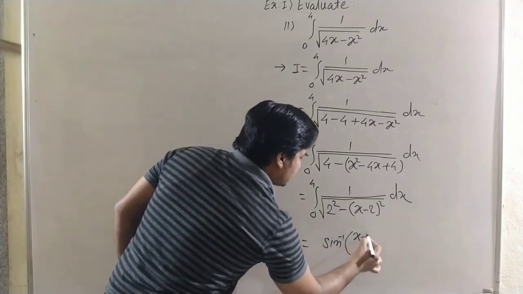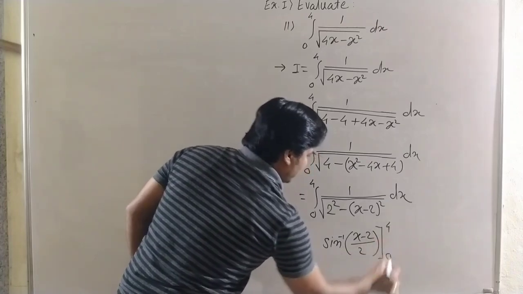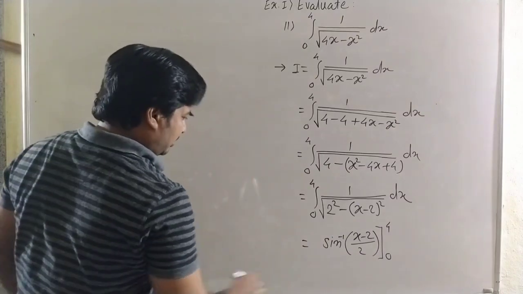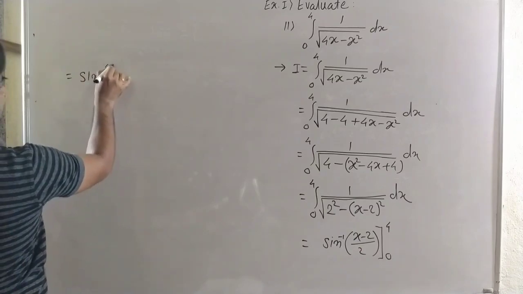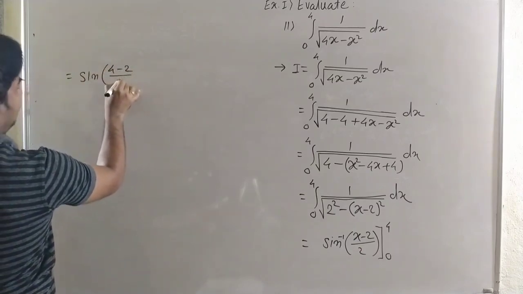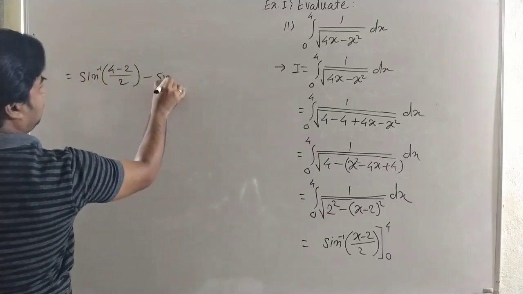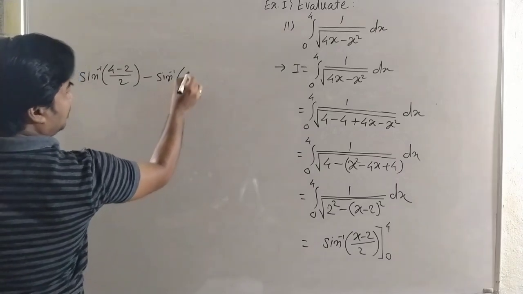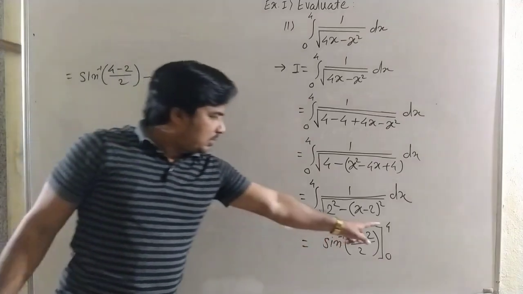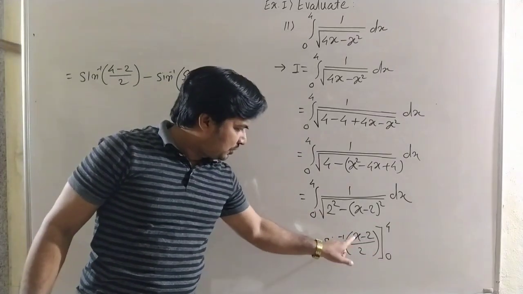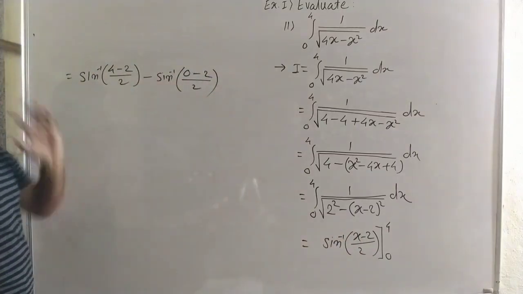Then sine inverse of x upon a, and here the limit is 0 to 4. Now first we put the upper limit and then the lower limit. We can write here sine inverse of (4 minus 2) upon 2 minus sine inverse of (0 minus 2) upon 2, lower limit. Okay, here it is upper limit and it is lower limit. Sine inverse of this, x replaced by first 4 and then 0. Here it is upper limit minus lower limit.